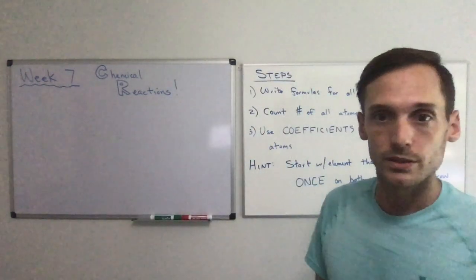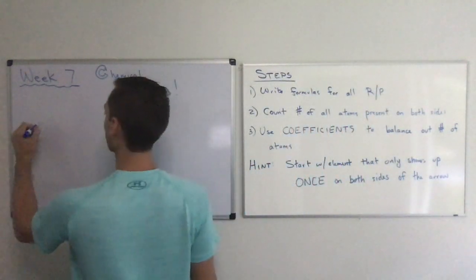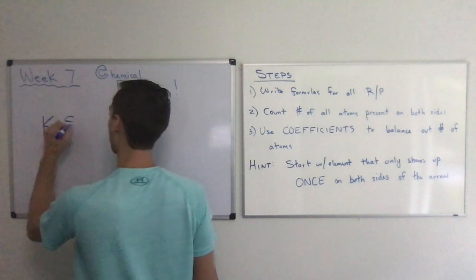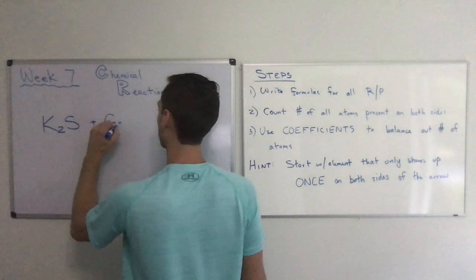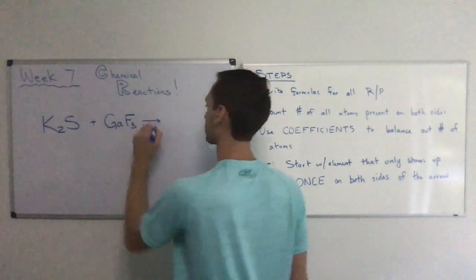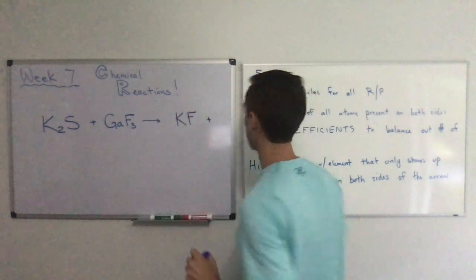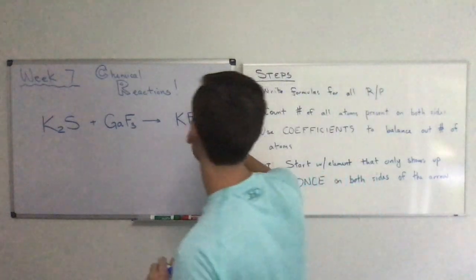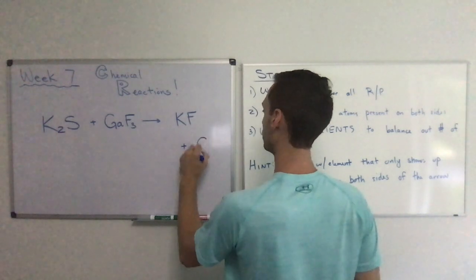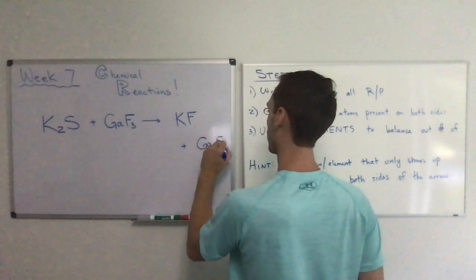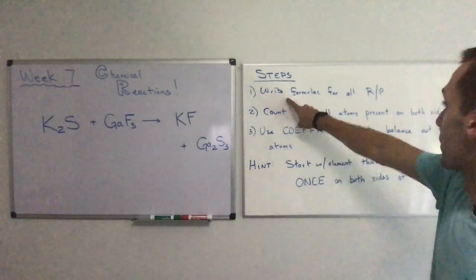All right. So I'm not going to make you write this one for the sake of time. So I'll just give you the formulas. So it's going to be K2S plus GaF3 goes to KF. I'm running out of space here. KF plus Ga2S3. Okay, so it's a little cramped, but hopefully you can see that. So we've got the formulas written.